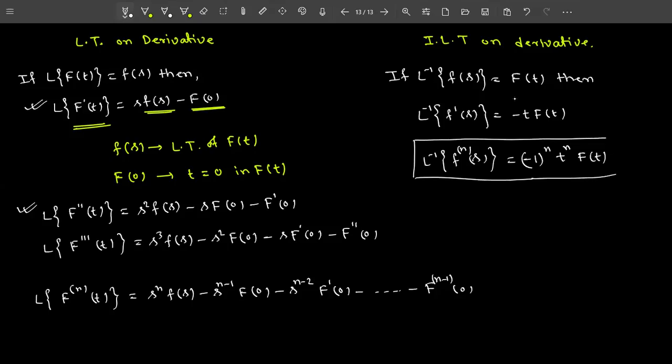Remember, in inverse Laplace transform, all these terms f(0), f'(0), f''(0) will be 0. When you are calculating for the first derivative, f(0) will be 0. When you are calculating for nth derivatives, f(0) equals f'(0) equals f''(0) equals dot dot dot f^(n-1)(0), all the terms will be 0. This is for inverse Laplace transform. Now let's solve some problems using these derivative formulas.